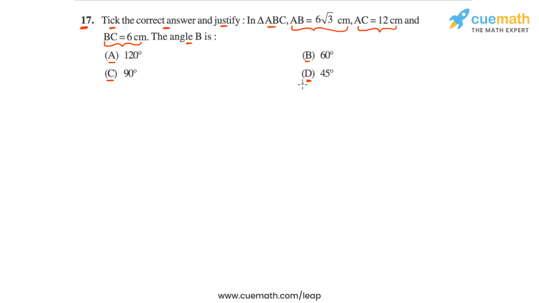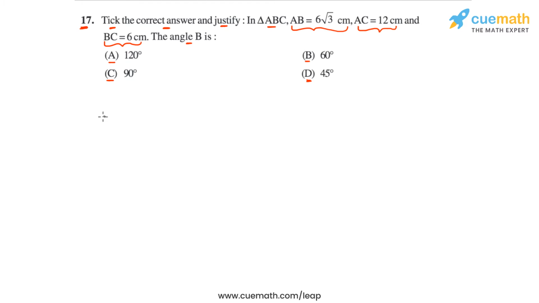So here's what we are going to do. We are going to see if these 3 lengths satisfy the Pythagoras theorem or not. So we are going to find the sum of the squares of the smaller 2 lengths and see if it is equal to the square of the largest length. And if that is the case, then we will know that the triangle is a right angled triangle.